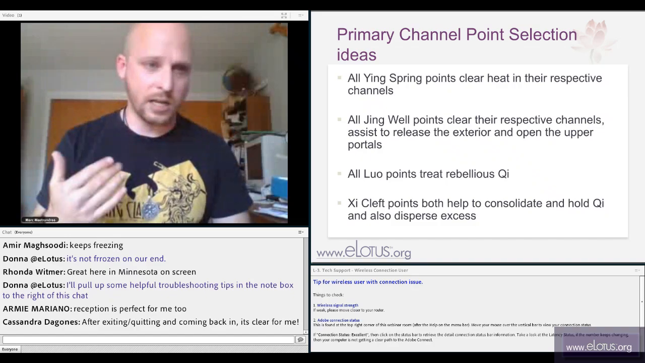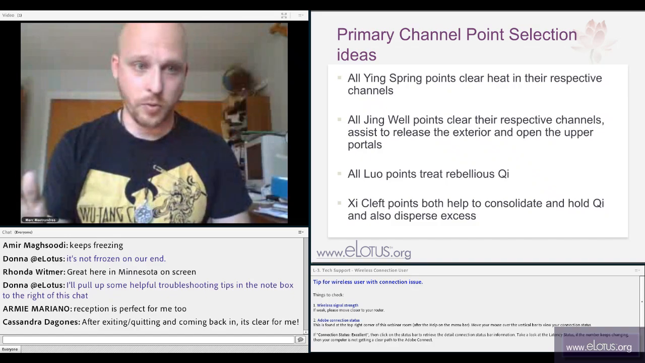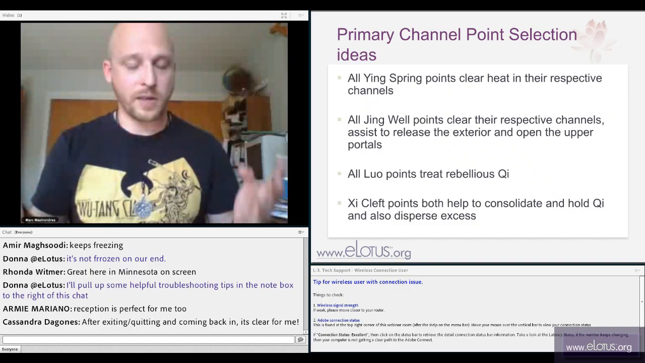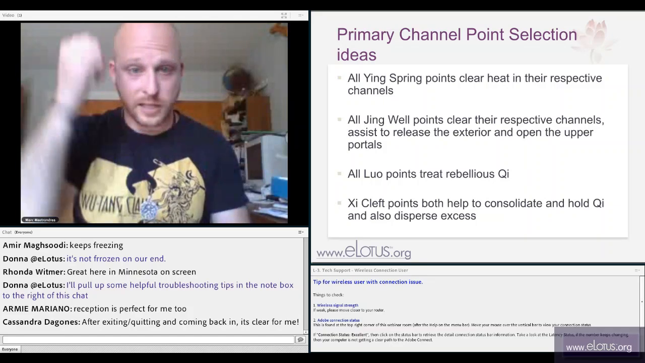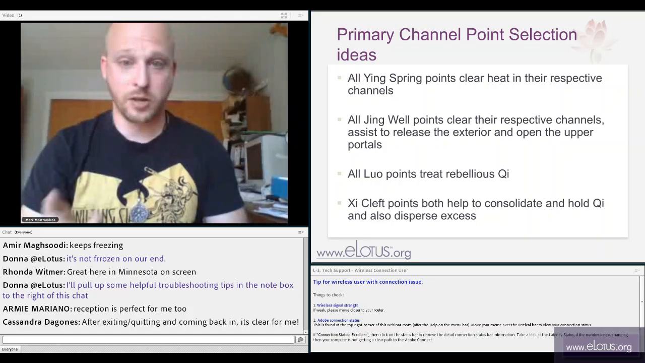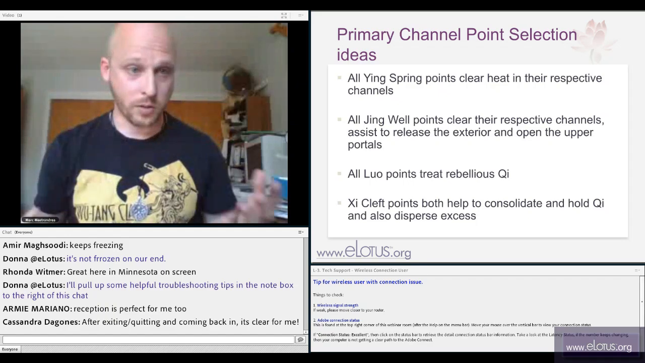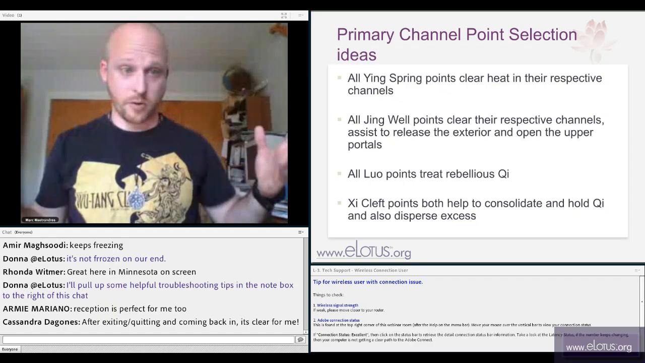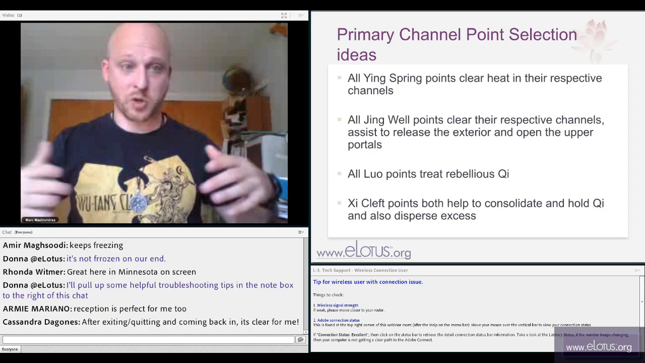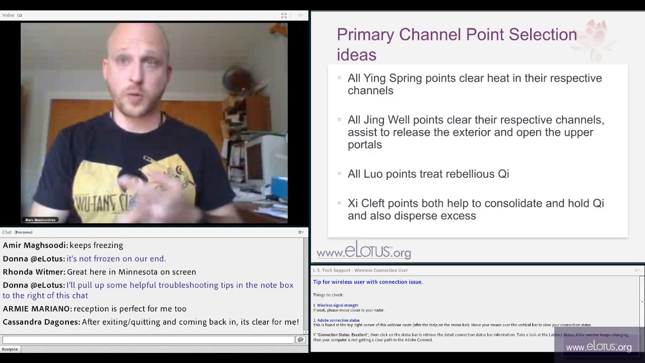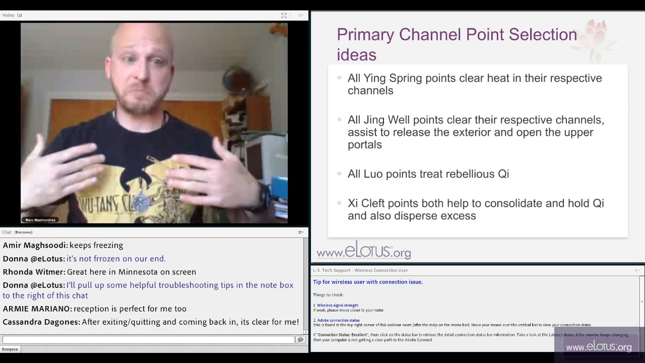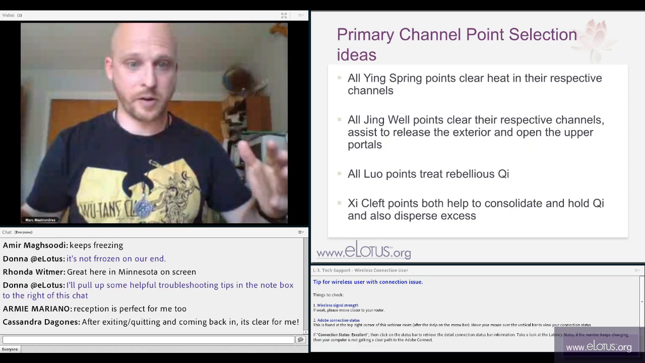You're starting to get wind heat in the lungs: yin spring points, jingwell points, lung three, we'll go over these things. All jingwell points clear their respective channels and assist in the exterior and opening of the upper portals. So they release the exterior, they can induce sweating, they can open the upper portals, you can clear things out. So yin spring points, jingwell points, what happens? You can use them to clear and release the exterior.